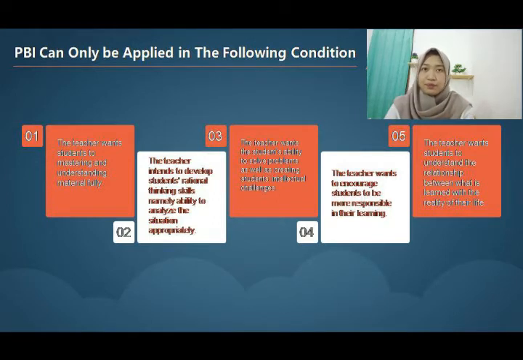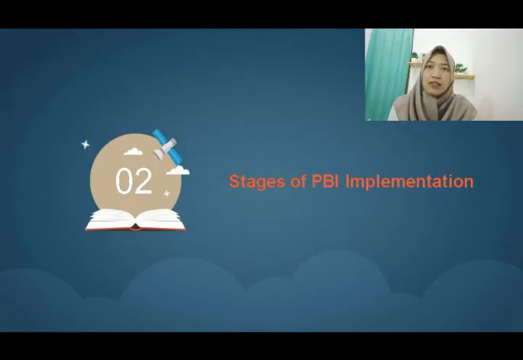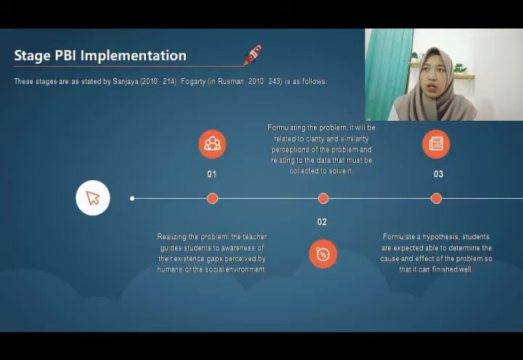The next point is the stage of PBI implementation. According to Sanjaya, there are 6 points of PBI implementation. First is that students have to realize the problem. The teacher requires students to be aware of the existing gap perceived by humans in the social environment. So students are able to catch the gap that occurs from various phenomena that exist, which may be more than one.